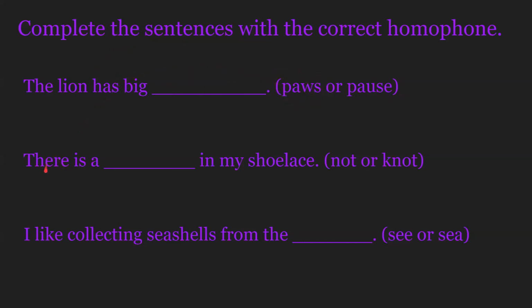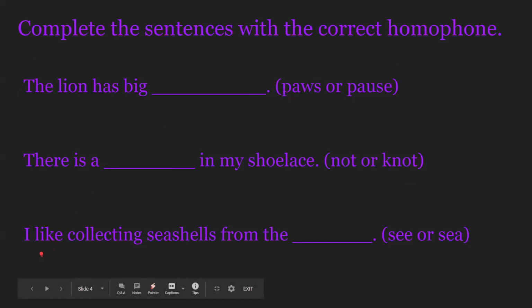And then for the next one, there is a blank in my shoelace. Then we have not and knot. Very similar in spelling. They sound the same, but different meanings. So like I do not like this would be how we use this one. So what does it mean for this one? It would be like the actual knot you can physically see. So the answer is there is a knot in my shoelace.